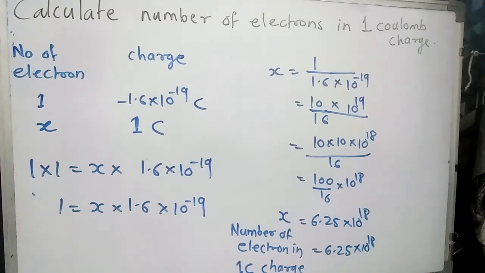So that is the value of what? The number of electrons in 1 coulomb charge. If we want 1 coulomb charge, how many electrons are there? 6.25 into 10 raised to 18. इतने number of electrons एक साथ हैं, उनके ऊपर जो collective charge है, that charge is nothing but 1 coulomb charge. So this is the most important numerical which is asked for 2 marks.